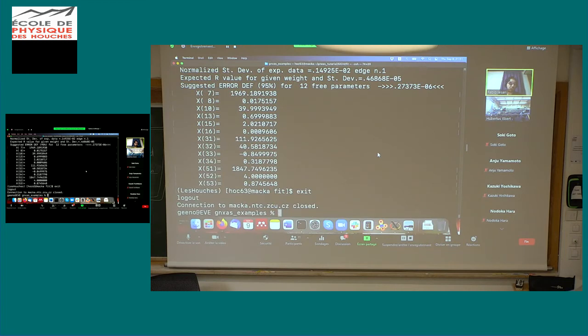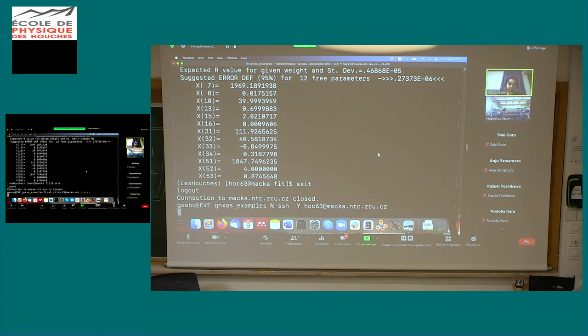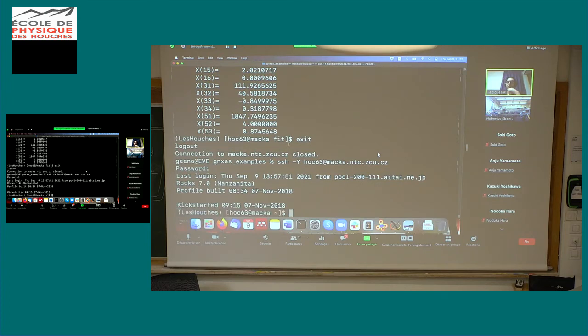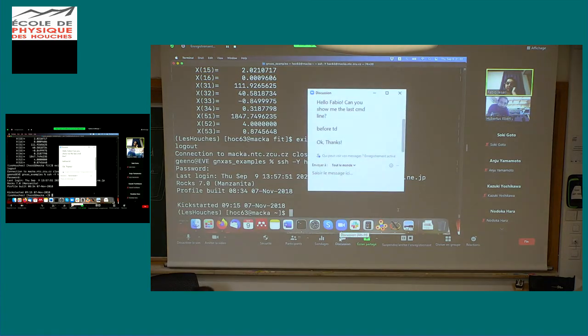So, I quit it. This is it for this tutorial. So, I don't know if you have any questions. And if not, I will do a small presentation about reverse Monte Carlo. Then maybe later we will see another GNXAS example, or maybe we will do a short reverse Monte Carlo tutorial.